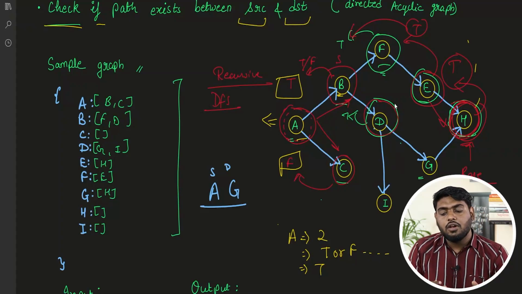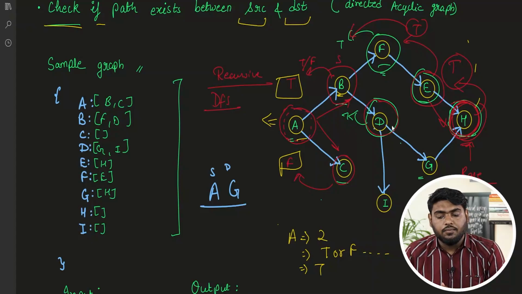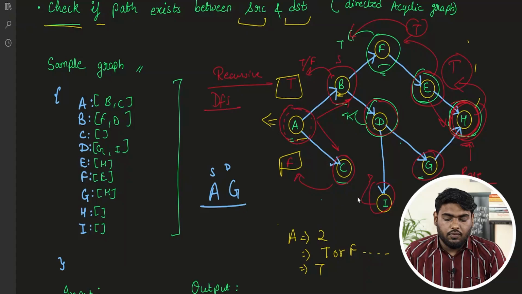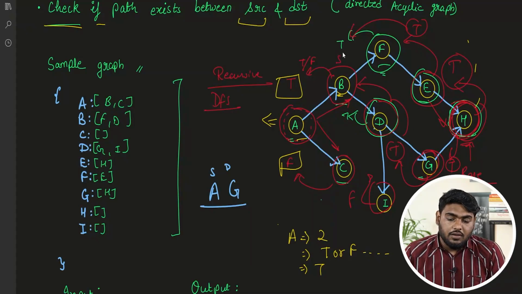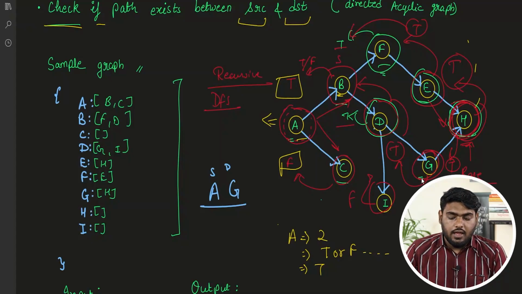Similarly, when we branch through D, D will ask the same question to I and the same question to G. I will return false, right? Because it cannot reach H. G will make a call to H. Again, the base condition is hit, so it will return true. This true will be returned here, and this true will be returned here. Correct? Now B will be receiving two trues.